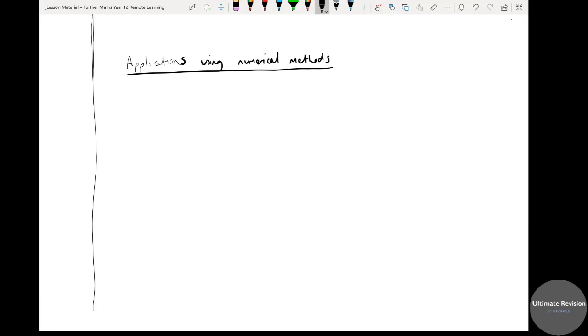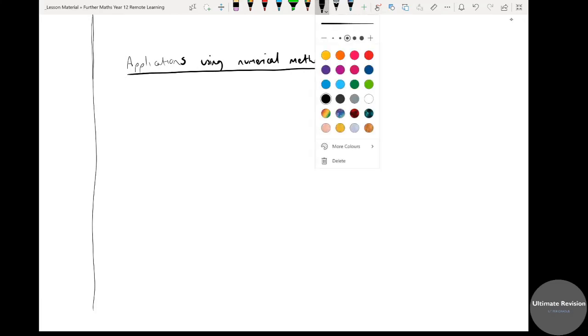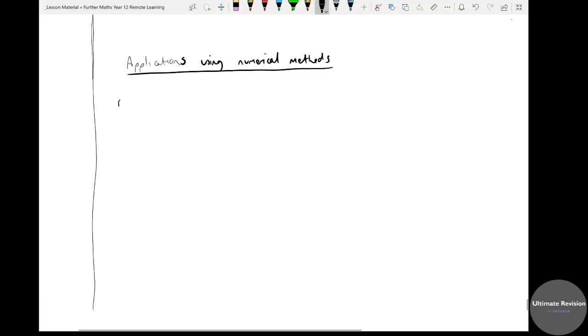Okay, applications using numerical methods, and I'm going to use the example from the book here, which is on page 286, and it gives us this expression: f(x) is equal to 15,000 × 0.85^x minus 1,000 sin x. Okay, and it tells us that is the value of a car, I think. So x is in years, and f(x) is the value of the car.